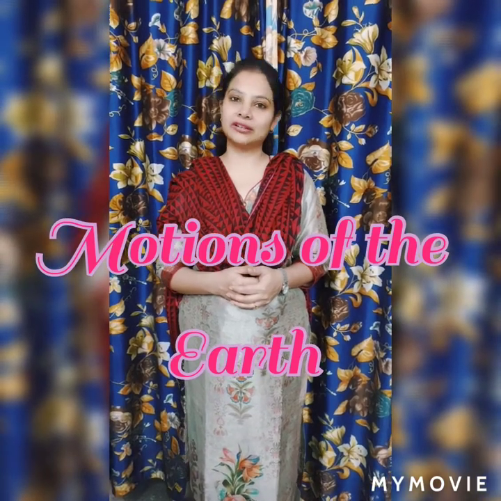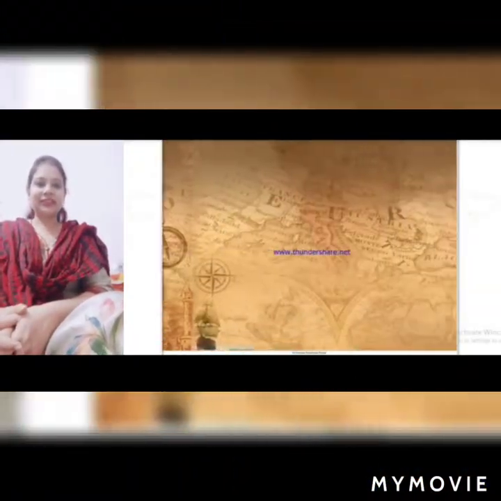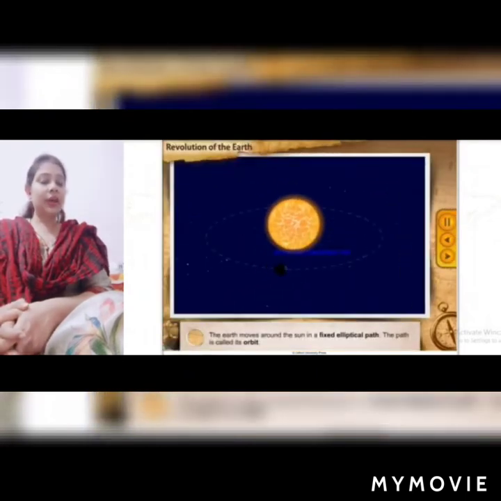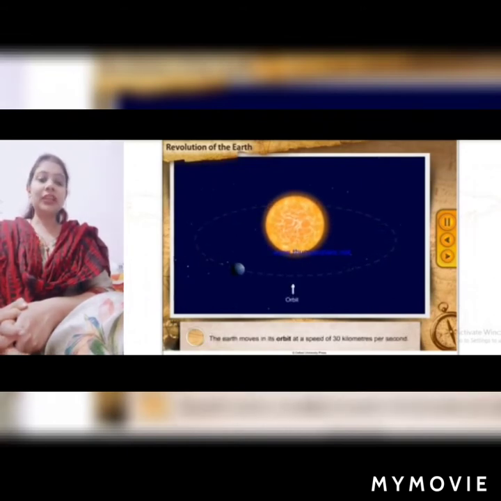So let us begin with our continued chapter, Motions of the Earth. Revolution of the Earth. The Earth moves around the Sun in a fixed elliptical path. The path is called its orbit. The Earth moves in its orbit at a speed of 30 kilometers per second.